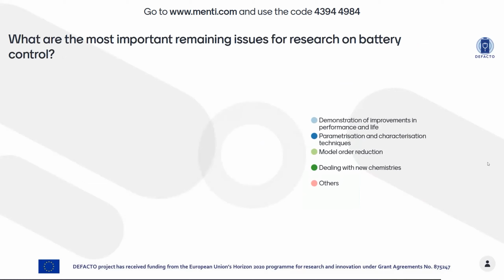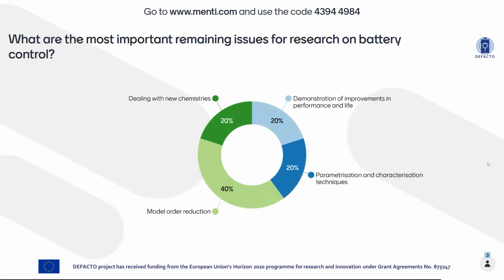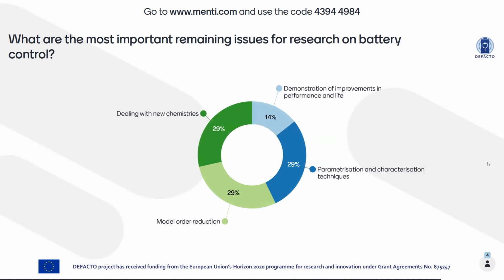Yeah, okay, so this one I would love to hear your views on. What are the most important remaining issues, basically open research questions for battery control? You could choose from demonstration of improvements in performance and life, so this is like the validation question, parameterization, characterization techniques, model order reduction, dealing with new chemistries, or others. And again, if you think others, then I'd love to hear what you've put for others.